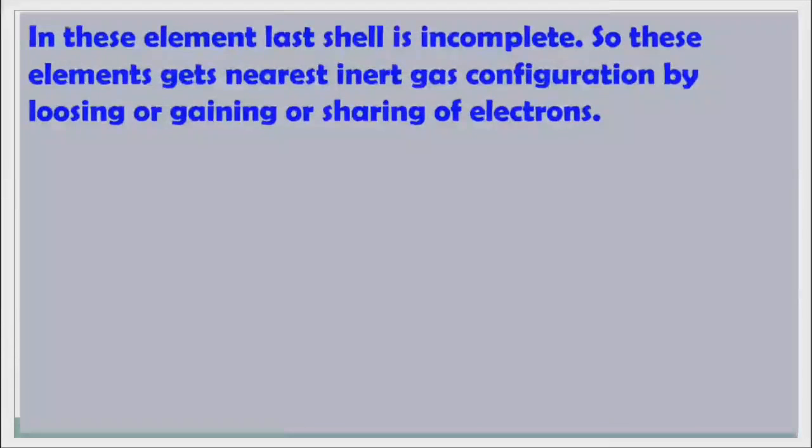In these elements, the last shell is incompletely filled. So these elements get the nearest noble gas or inert gas configuration by losing electrons, gaining electrons, or sharing electrons. That is nothing but forming a chemical bond.